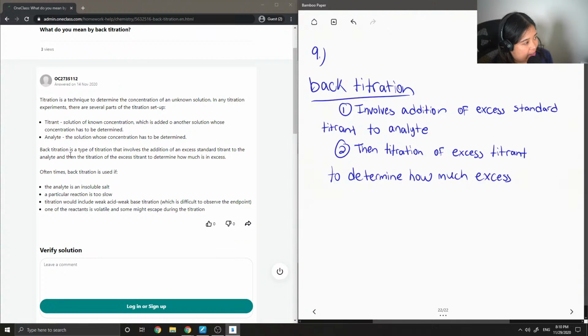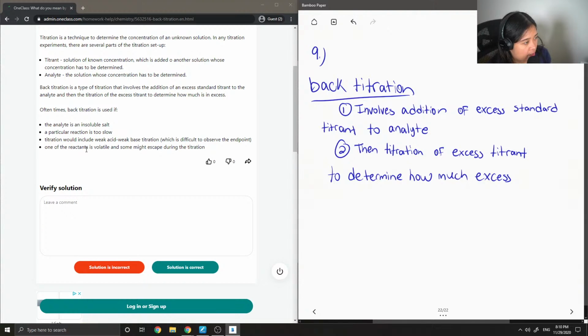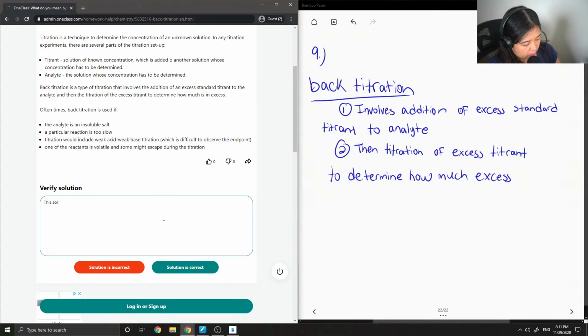So back titration is a type of titration that involves the addition of excess standard titrant to the analyte and then the titration of the excess titrant to determine how much is in excess. Oftentimes, back titration is used if the analyte is an insoluble salt, or a particular reaction is too slow. Titration would include weak acid, weak base titrations, which is difficult to observe the endpoint, and one of the reactants is volatile and some might escape during the titration. Yep, so the solution is correct.